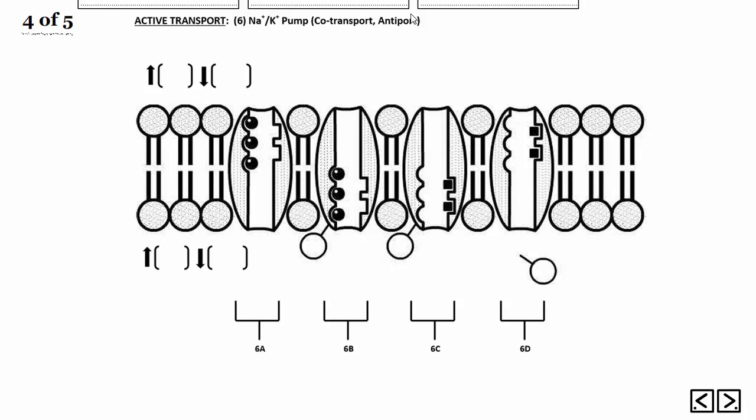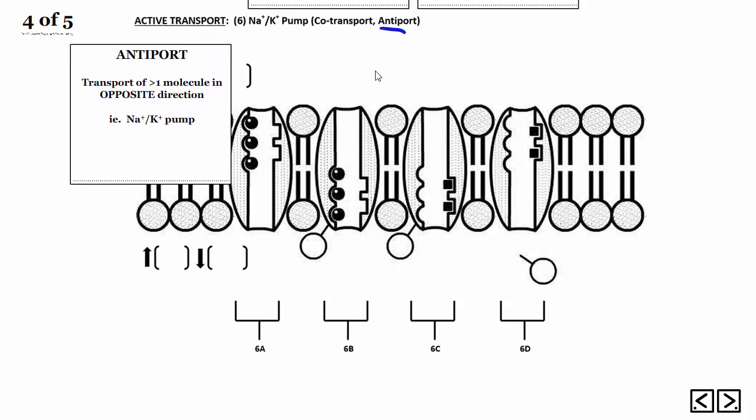I also want to talk about the sodium-potassium pump. Now, this is a very, very famous and very important model of active transport across the membrane. It is co-transport because two things are going to be moved, but it is an example of antiport. This is moving molecules or ions in opposite directions. So let's see what I've got about this for you to write down first before I show it to you. Antiport, transport of more than one molecule or ion or substance in opposite direction.